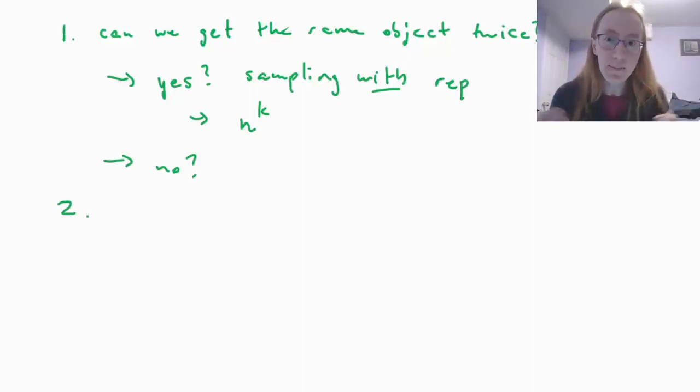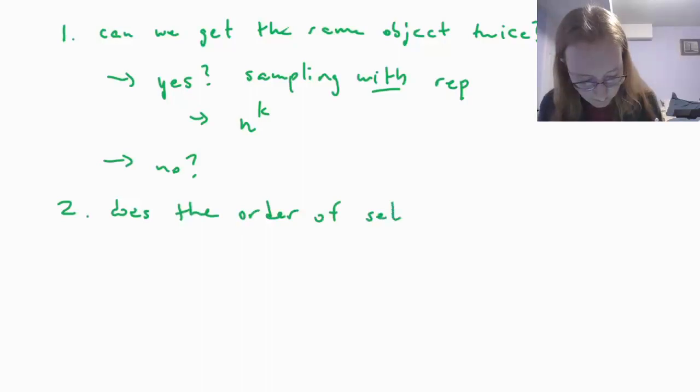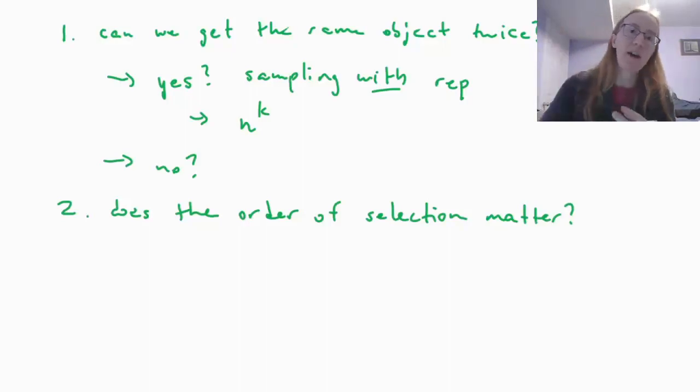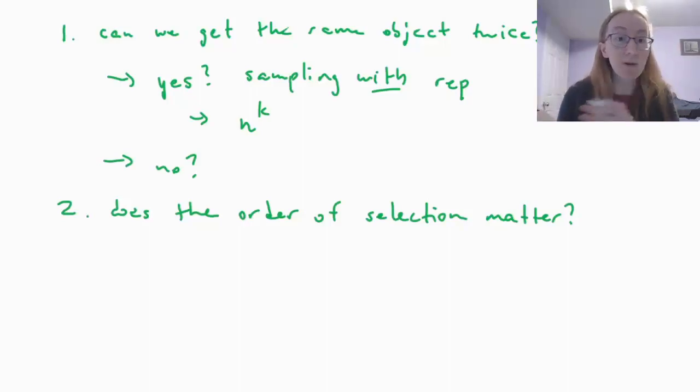does the order of selection matter? So is it the same thing if we get object 1 and then object 2, or object 2 and then object 1? Is that the same thing? So an example of where it would be the same thing, where the order would not matter, would be like drawing a hand of cards. Because if we're drawing a hand of cards, we can hold the cards and then we can just order them in whatever order we like. But if we're creating a password or something where we're not allowed to repeat digits for some reason, then the order of selection does matter.